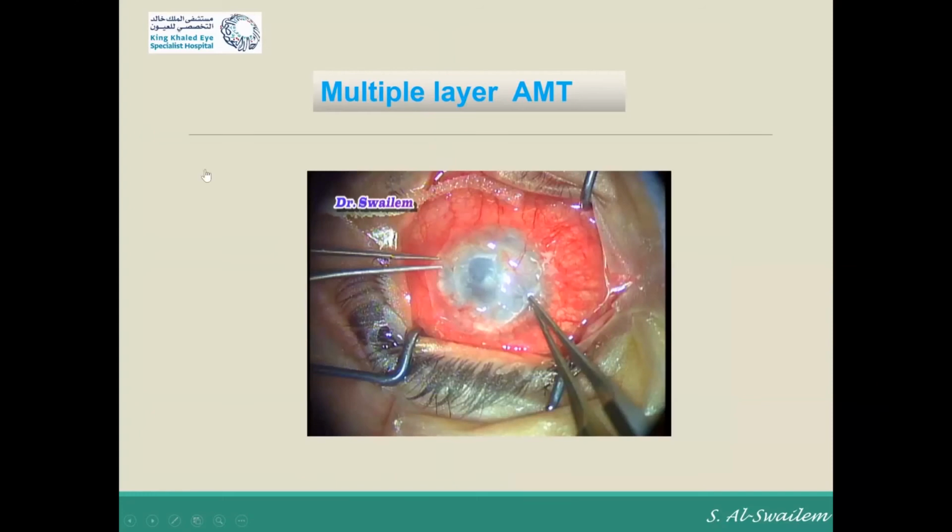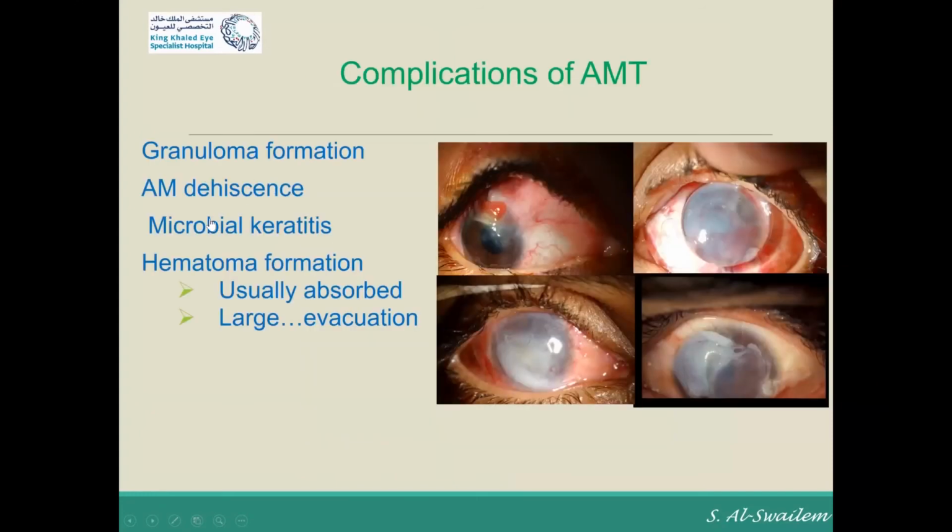It can cause granuloma, it can cause amniotic membrane dehiscence, and microbial keratitis can develop also after amniotic membrane, because in some patients there is either a partially untreated corneal ulcer underneath it, or the patient is not using an antibiotic, or there is a contamination from the contact lens, or hematoma formation. So here is a granuloma, and this is hematoma, blood under the amniotic membrane. You can have an infection, and this is also the dehiscence of the amniotic membrane.